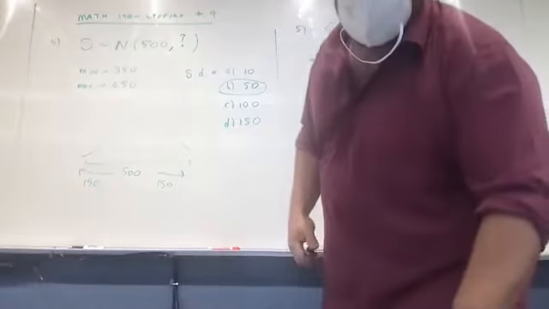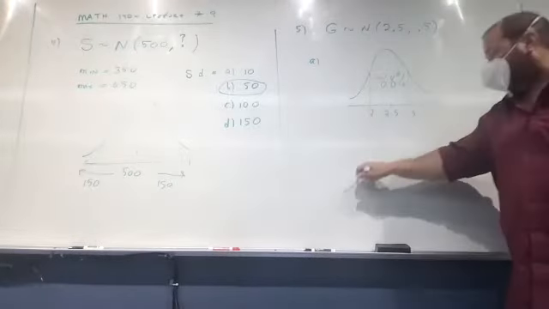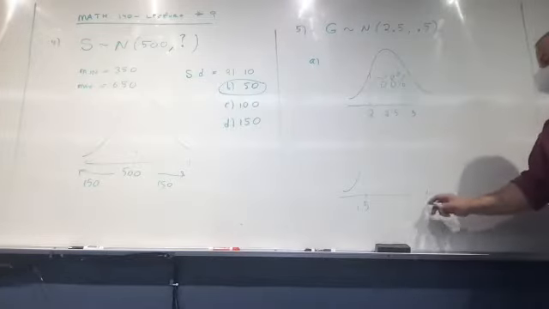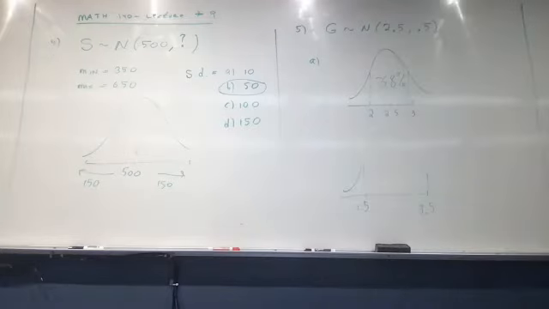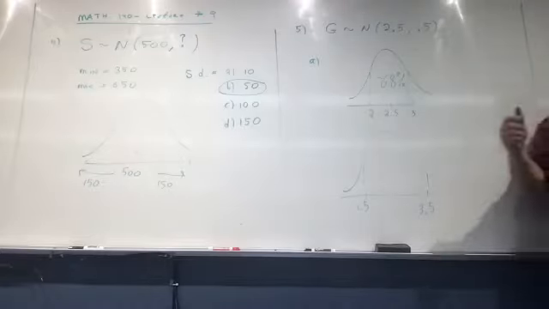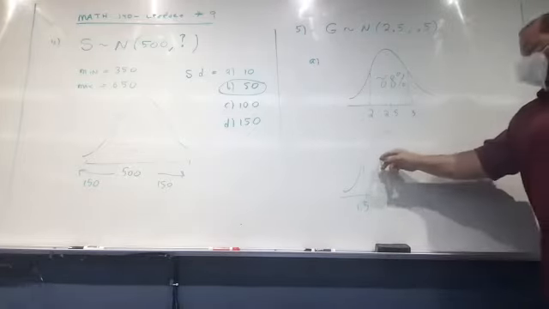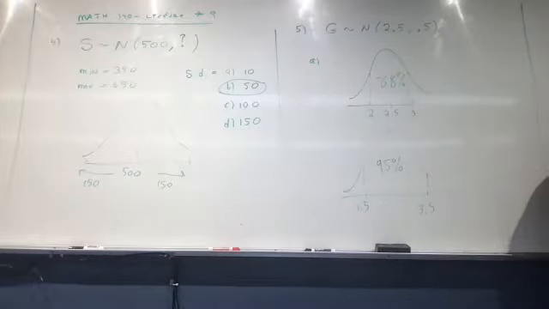About what percentage of students are between 1.5 and 3.5? Well, let's figure out how many deviations left and how many deviations right. 2 deviations left, 2 deviations right. No, 99.7 is 3 deviations. 2 deviations is 95%. So it's approximately 95%. Again, your calculator won't give you exactly 95%, but it'll certainly be approximately 95%.